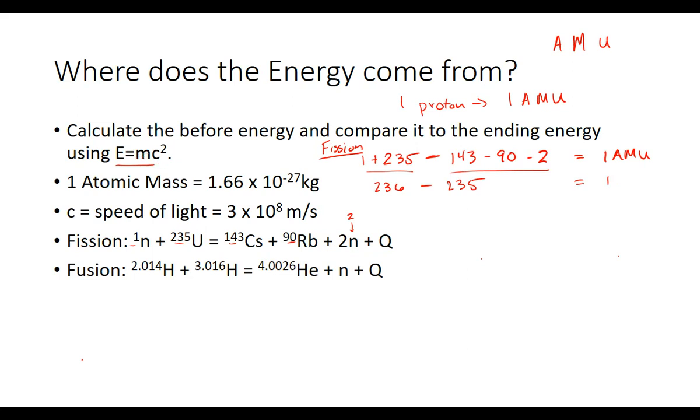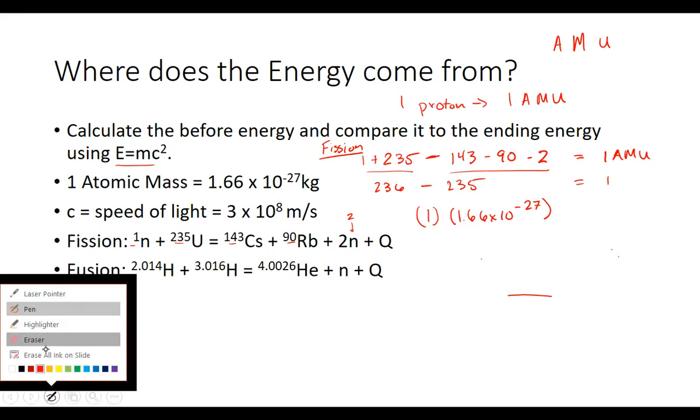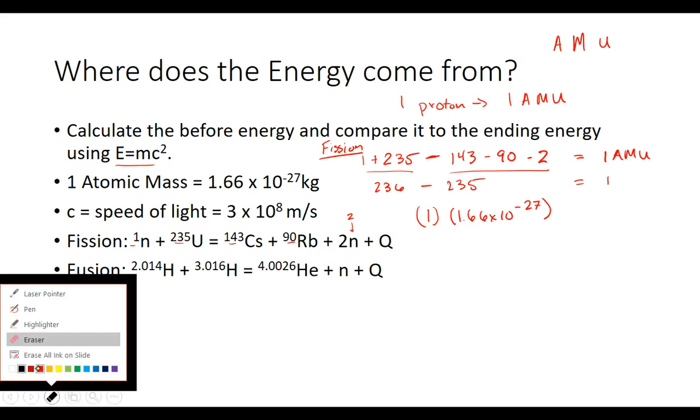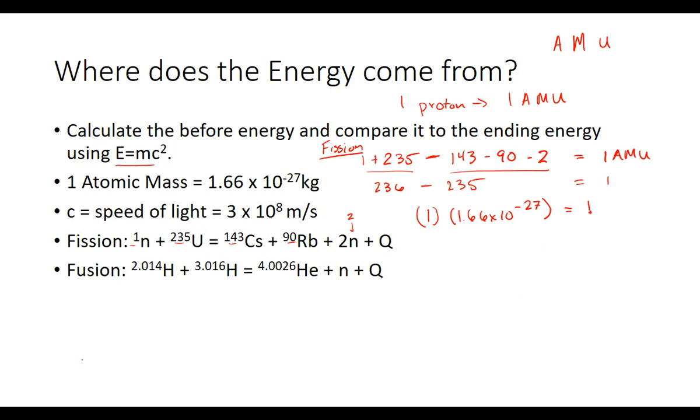The m needs to be in kilograms. So what we got to do next is change this into kilograms. So to change it into kilograms, I'm just going to do the 1 atomic mass unit times by 1.66 times by 10 to the negative 27 kilograms. And that's obviously going to be just equal to 1.66 times by 10 to the negative 27 kilograms.